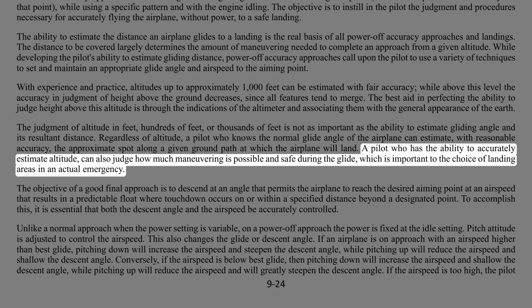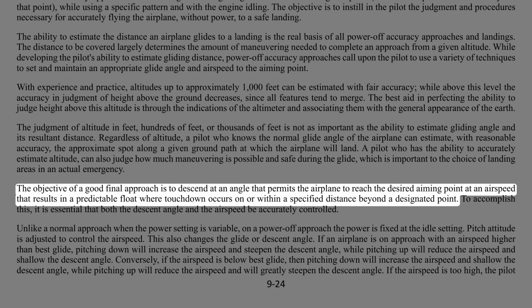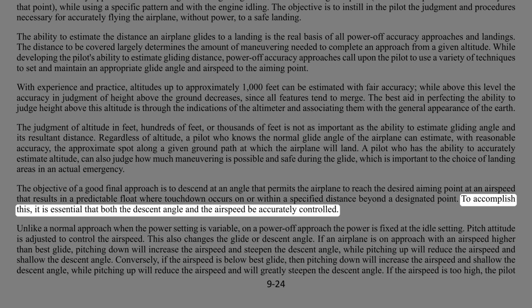A pilot who has the ability to accurately estimate altitude can also judge how much maneuvering is possible and safe during the glide, which is important to the choice of landing areas in an actual emergency. The objective of a good final approach is to descend at an angle that permits the airplane to reach the desired aiming point at an airspeed that results in a predictable float where touchdown occurs on or within a specified distance beyond a designated point. To accomplish this, it is essential that both the descent angle and the airspeed be accurately controlled.